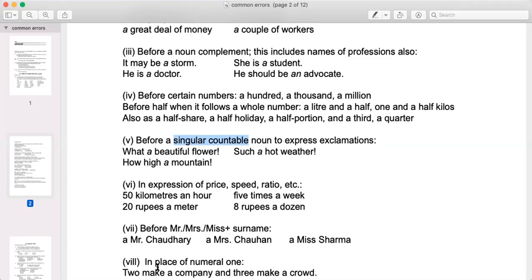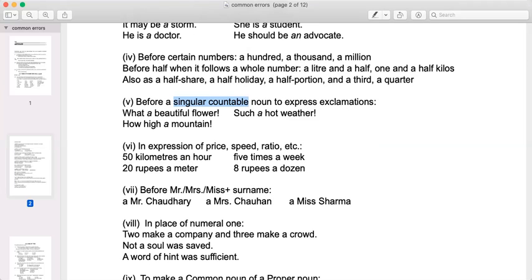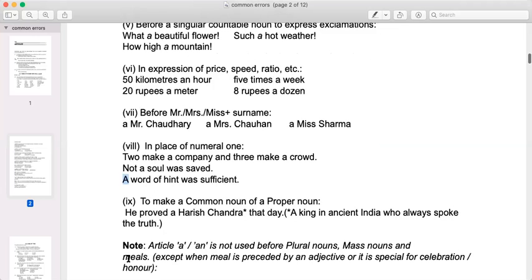In place of numeral 1: when we have to place the digit 1 or write the spelling "one", instead of writing one, we write "a". 2 makes a company, 2 makes one company, and 3 makes a crowd. Not a soul was saved, not one soul was saved. A word of hint was sufficient, one word of hint was sufficient.